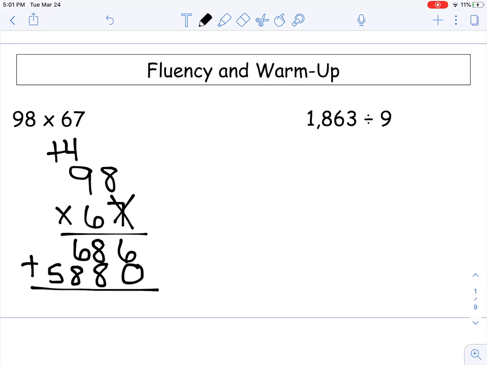Again, try to line up neatly so when you add, you don't get confused. 6 plus 0 is 6. 8 plus 8 is 16, carry my 1. 8 plus 6 is going to give me 14, plus 1 is 15, carry that 1. And 5 plus 1 is 6. Don't forget 1, 2, 3, comma.